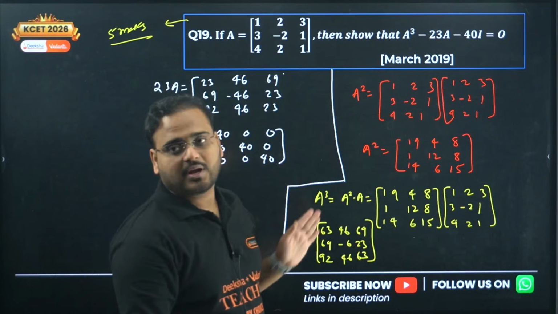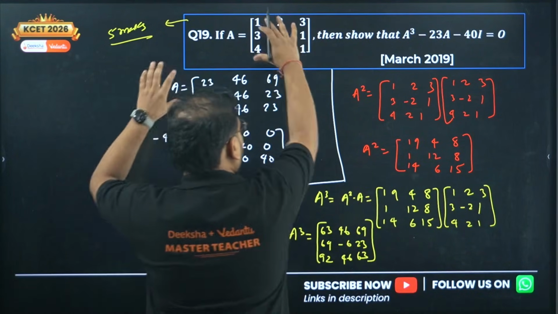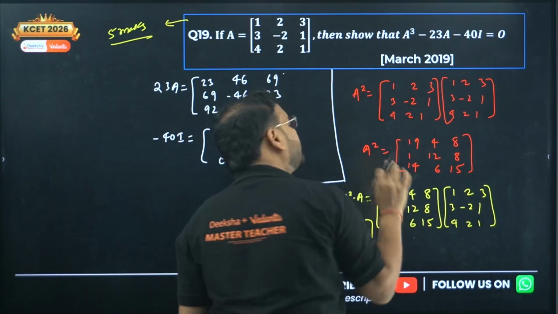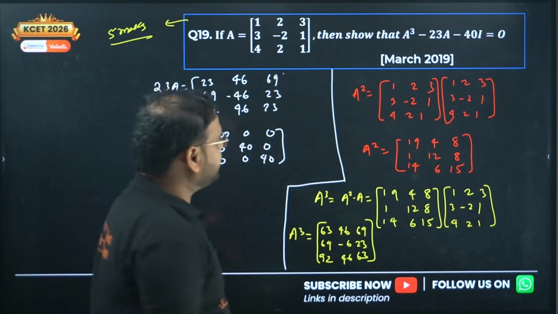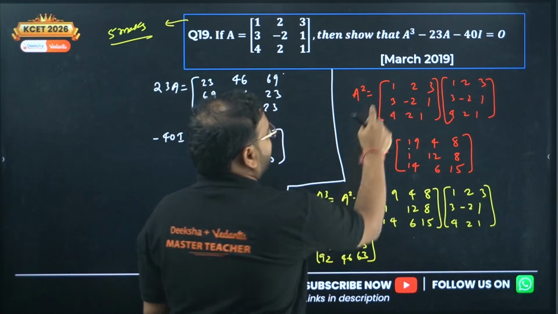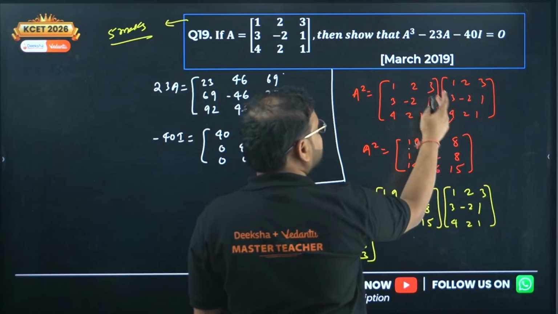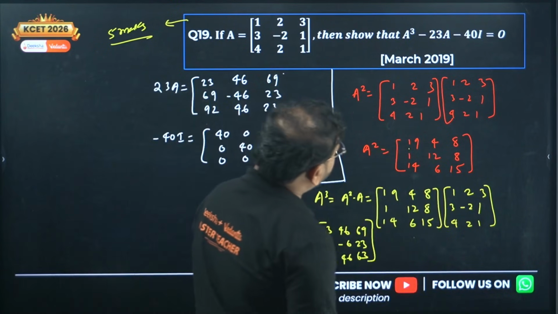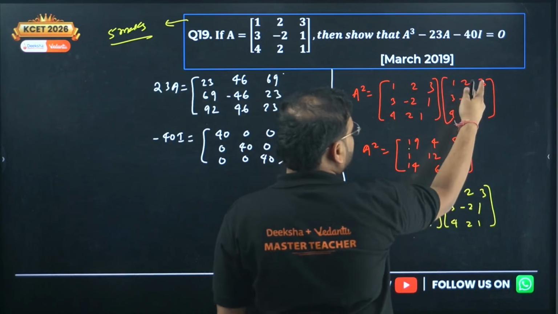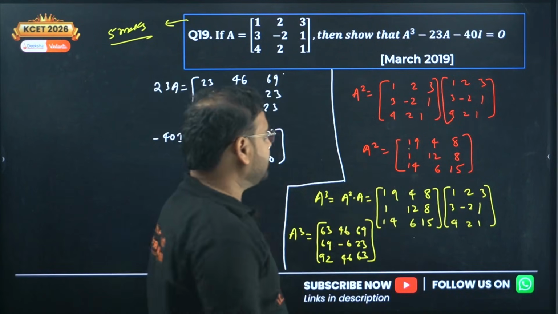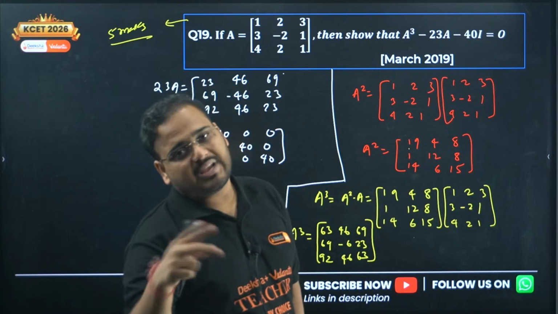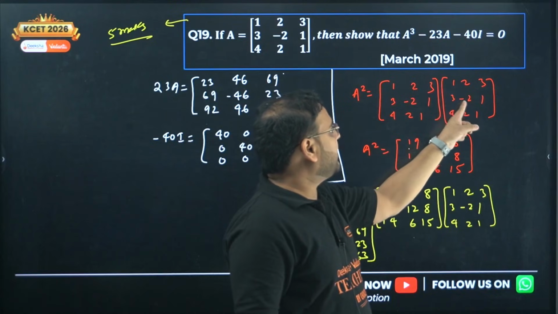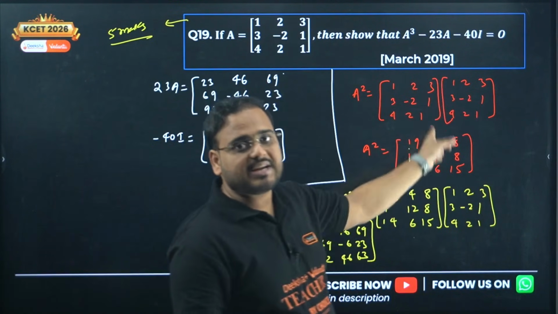Check this out. A square. How do you find A square? A into A. 1 into 1 is 1. 2 into 2. 2 into 3 is 6. And 3 into 4 is 12. 12 plus 6 is 18 plus 1 is 19. Same way. 1 into 2 is 2. 2 into minus 2 is minus 4 and 6. Excuse me, I made a mistake. 6 minus 4 plus 2, so it'll become 2 actually. 6 plus 2 is 8, minus 4 is 4. So 4 here. Correct, no? Check here. 1 into 2 is 2, minus 4 and 6. 6 plus 2 is 8, minus 4 is 4.